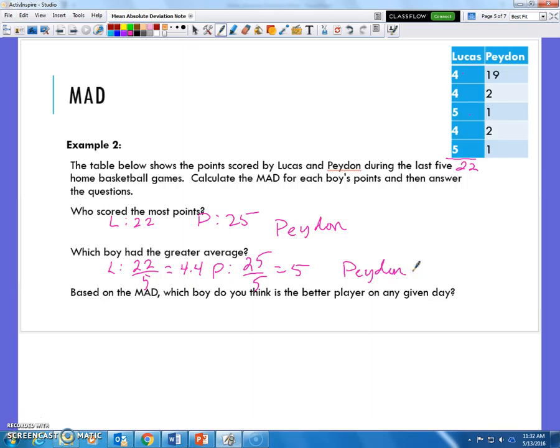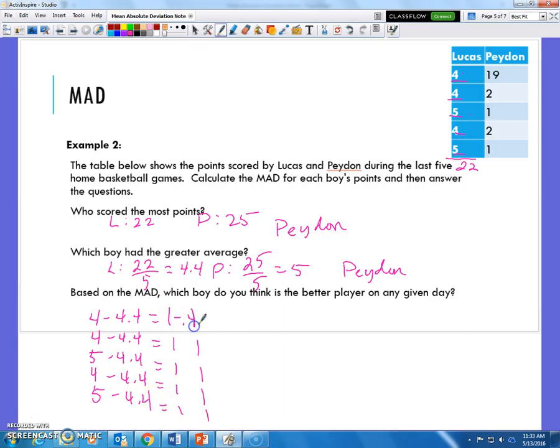It says based on the mean absolute deviation, which boy do you think is a better player on any given day? Ooh, so we're looking for the more consistent player. So I know this average is 4.4 for Lucas. I'm going to take 4 minus 4.4, his first data value minus 4.4, his second, his third, his fourth, and his fifth data values. I'm going to take the absolute value of that because I'm looking for the distance away each time.